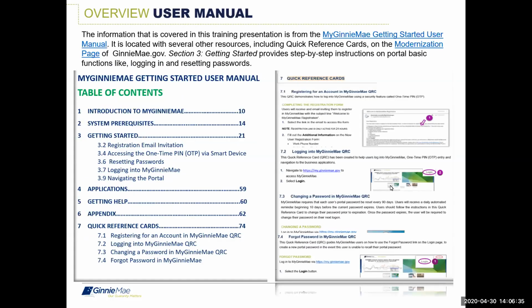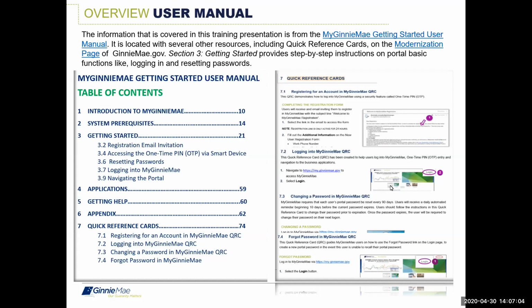Okay, so real quick before we get started, the information that we're going to cover today in this training presentation is from the MyGinnieMae Getting Started User Manual. This user manual is located on GinnieMae.gov, our website. There you can find this manual, quick reference cards, and other resources which provide you step-by-step instructions on pretty much any action you'll need to take in MyGinnieMae, including logging in and resetting passwords.